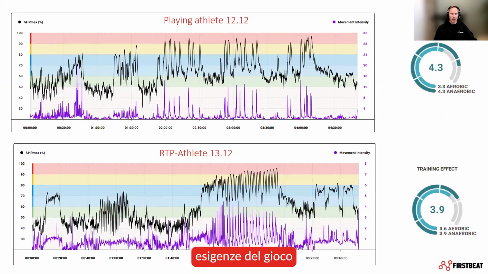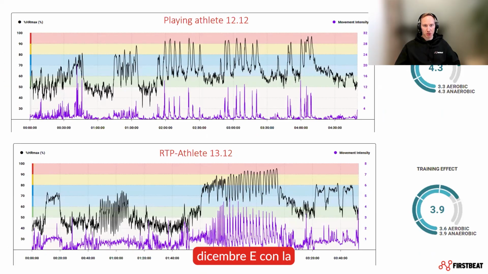We have here on the upper chart a playing athlete on the 12th of December with the percentage of heart rate max. You nicely see the warm-up, first period, second period, third period, and then you have the movement intensity chart.